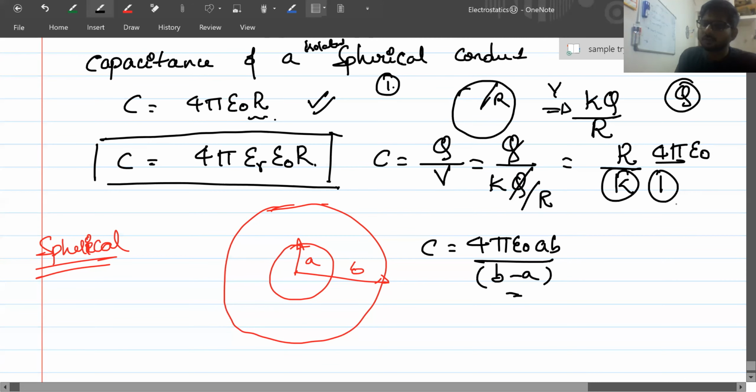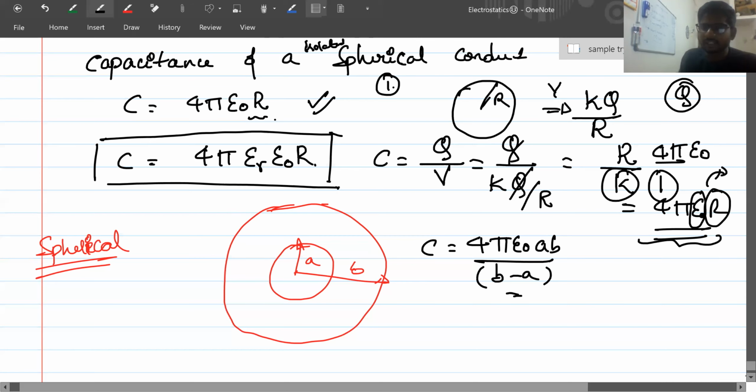Now you see the formula 4 pi epsilon naught. On what factors is it depending? Here epsilon is the medium, air medium. Radius gives you the geometry of the sphere, how big or how small the sphere is. 4 pi is a constant. So the capacitance formula, 4 pi epsilon naught R, depends on the geometry and the medium.